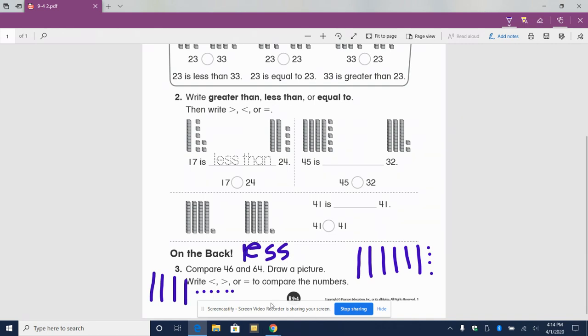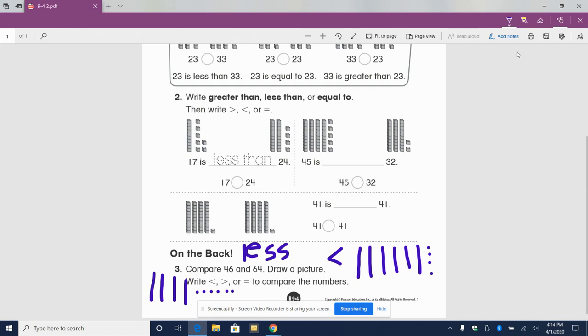46 is less than 64, but which one of these symbols down here is that going to work for? Which one is less than? That one, that one? Well, we know it's not the equal sign. So which one of those is going to be the correct symbol? If you remember, the greater than symbol always eats the bigger number. So which one's the bigger number, 46 or 64? You should have said 64 is the bigger number. So we could say 46 is less than 64. That was a little bit sloppy on my part with this silly pen.